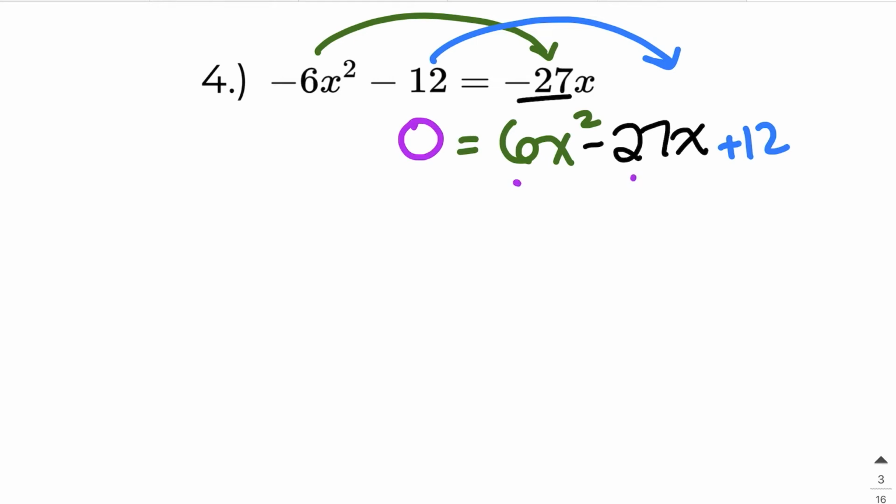The reason why I put it in this order is because this is in descending order, and if it is not in descending order, if I were to write it out like this right here, then the factoring would be significantly harder to do. So now I'm ready to factor.